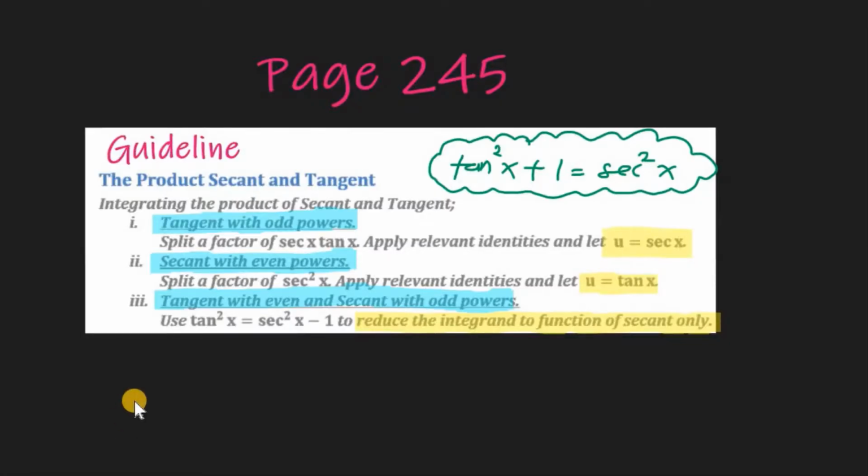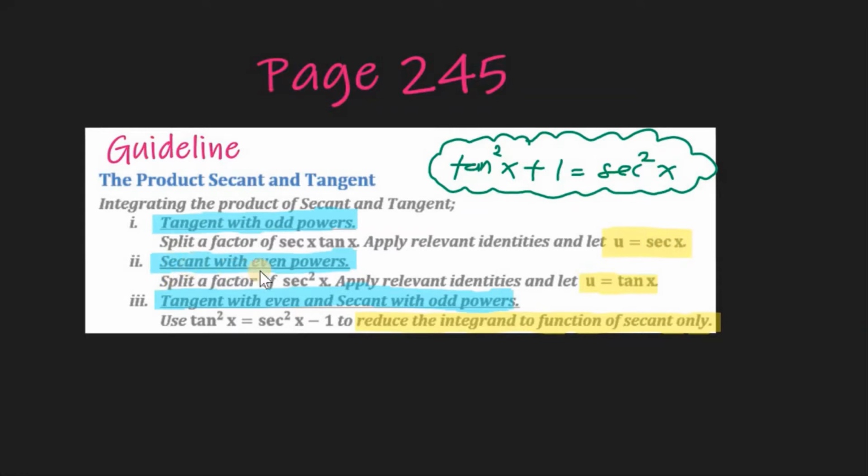Before we go further, there is a guideline given in our workbook, page 245. We can use this whenever we are to integrate. For example, tangent with odd power, we use this identity. We need to split first into secant x tangent x, and then use this identity and then use the u substitution. The appropriate u is to set u as secant.